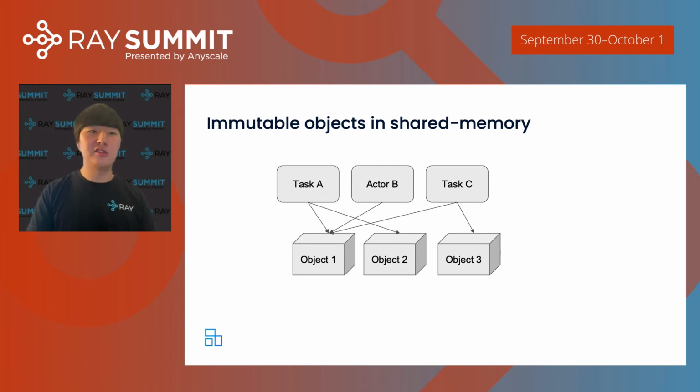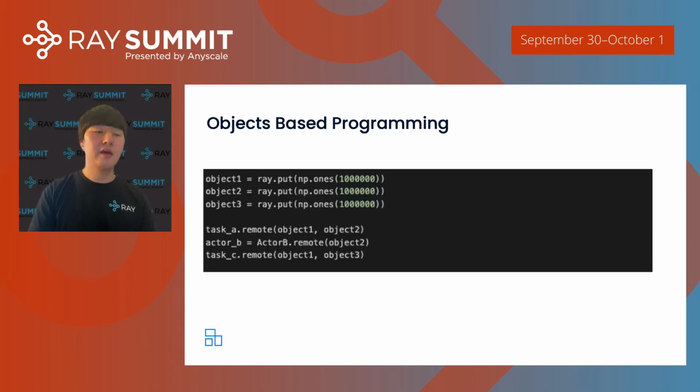So this is a demonstration of what I just said. Let's say there are 2 tasks and 1 actor, and they have a many-to-many mapping to 3 objects. This is the corresponding code. You can see there are 3 objects created and also 2 tasks, task A and task C. And in the middle, there's a task B. So this is the exact same code that represents the previous diagram.